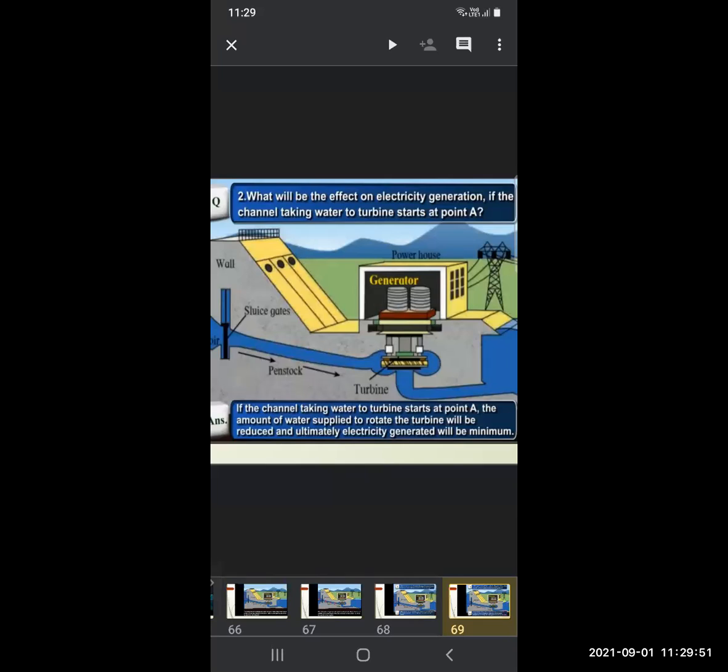So here we have seen about hydroelectric power plants. On Monday we had seen thermal power plants and nuclear power plants. Now tomorrow we will see wind energy, and how we will get electricity by using wind energy.